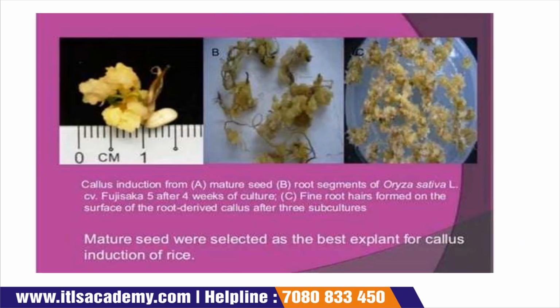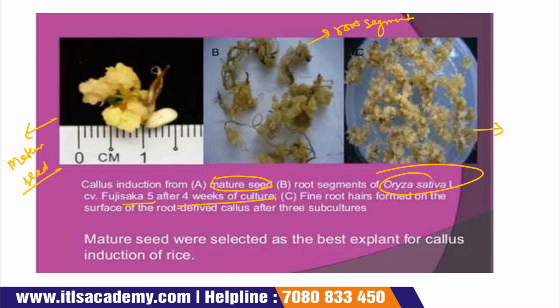Now the next is callus. This is the three diagram. A represents the mature seed. B is for a root segment of Oryza sativa cultivar Fujisaka 5 after 4 weeks of culture. And the last one is fine root hair formation. Now mature seed was selected as the best explant for callus induction of the rice.